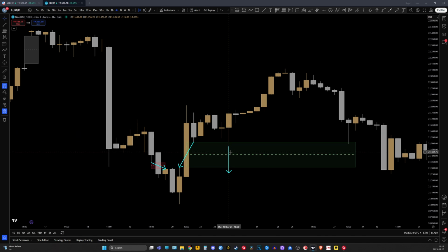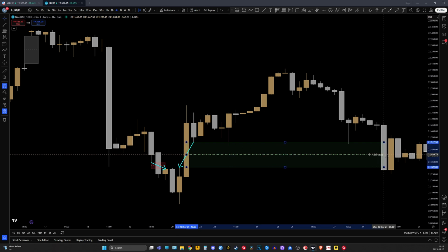So if the fair value gap gets wicked, even all the way through, we still, if we move up and we don't close past the 50% or the consequent encroachment, then we say that the fair value gap is holding and it's being respected. And so we can see that that happens twice, here and here. The fair value gap's clearly being respected. We haven't even touched the 50%, right?